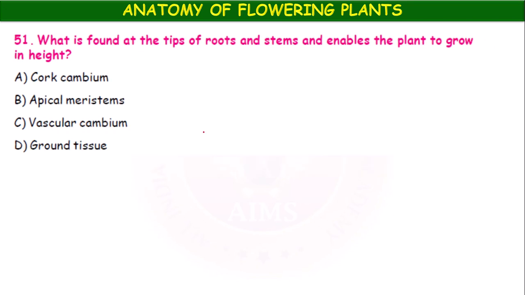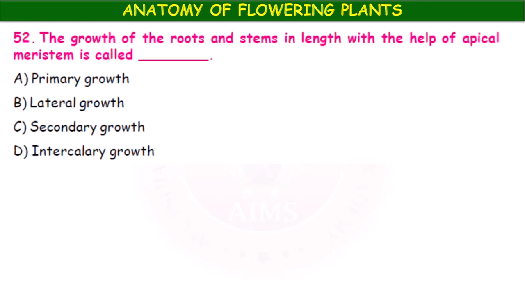Next, what is found at the tips of roots and stems and enables the plant to grow in height? Cork cambium, apical meristems, vascular cambium, ground tissue. It is the apical meristem, which consists of actively dividing cells and helps in growth. The growth of the roots and stem in length with the help of apical meristem is called primary growth, lateral growth, secondary growth, intercalary growth. Which one? Primary growth.